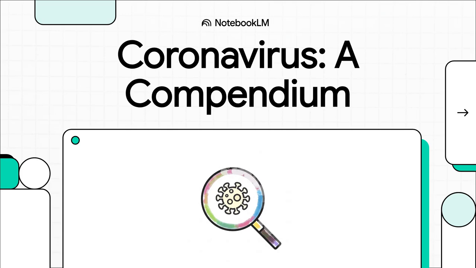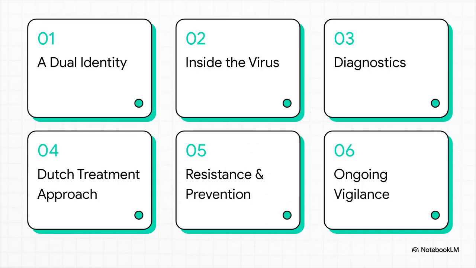All right, welcome everyone. We're about to take a really deep dive into the coronavirus family, specifically from a Dutch perspective. Now, just so you know, all the information we'll cover was compiled using Gemini Deep Search, and if you want to dig into the primary sources yourself, you can find a complete list in the Notebook LM document linked below.